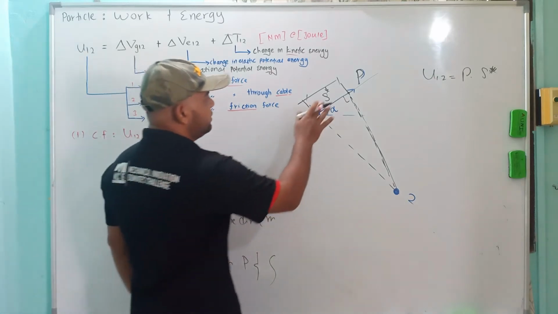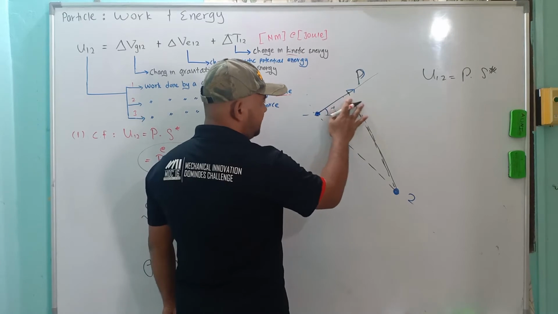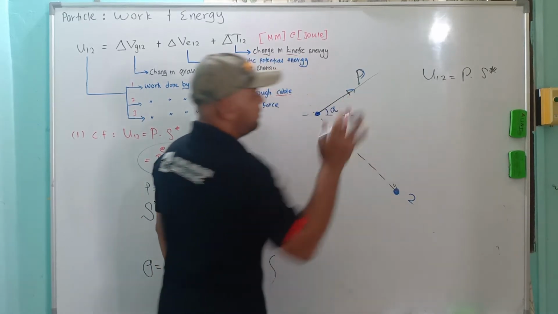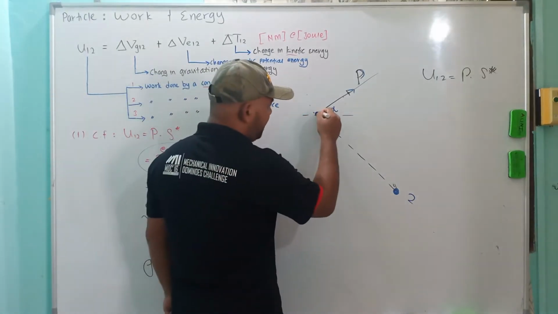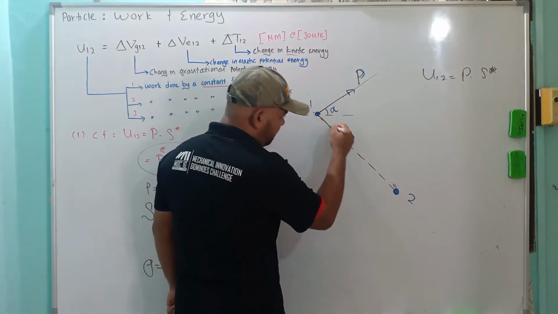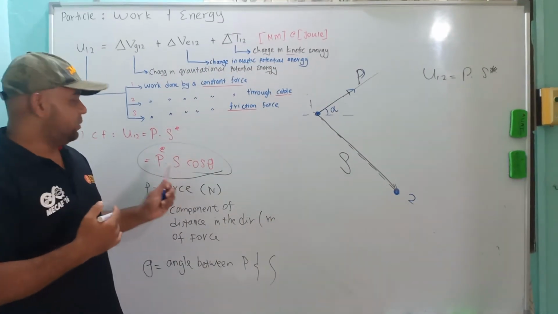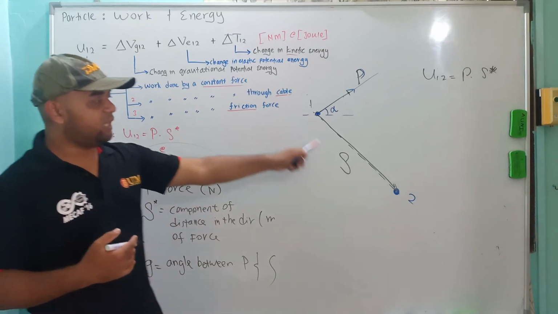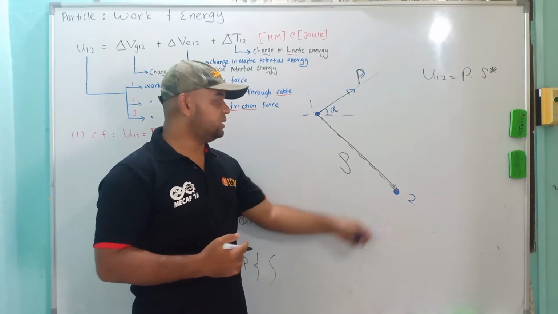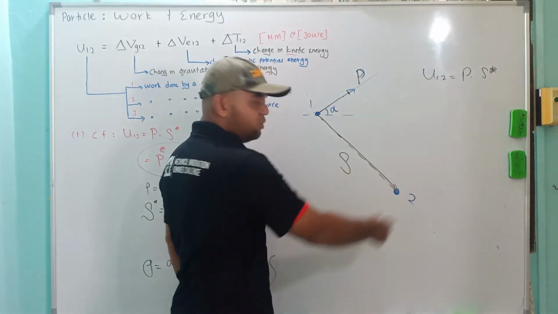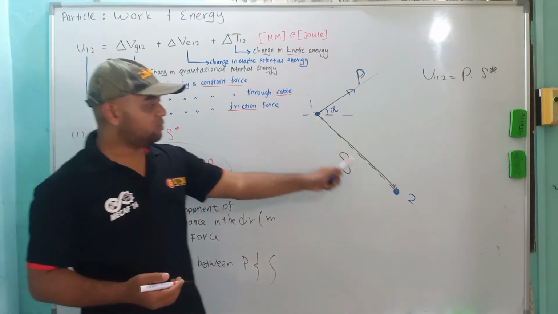So P S cos theta: instead of calculating the distance in the same direction as P, what we'll do is make a line. This is point 1, this is point 2. Make a line between these two. This is the S, which is the distance between point 1 and point 2. Doesn't matter how the movement goes, the straight-line, shortest distance will be from 1 to 2.